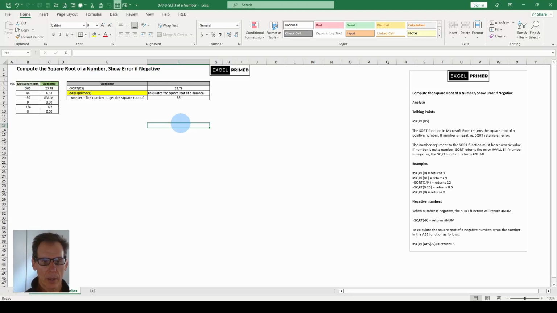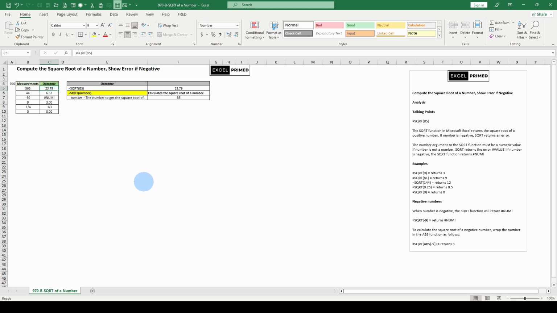This will be short and sweet. What I want to point out here is this negative number over here. We know square root is just simply square root. But we run into a number deal.